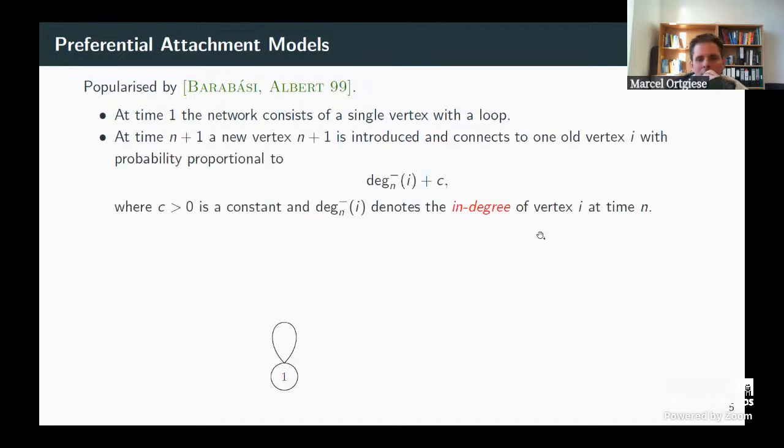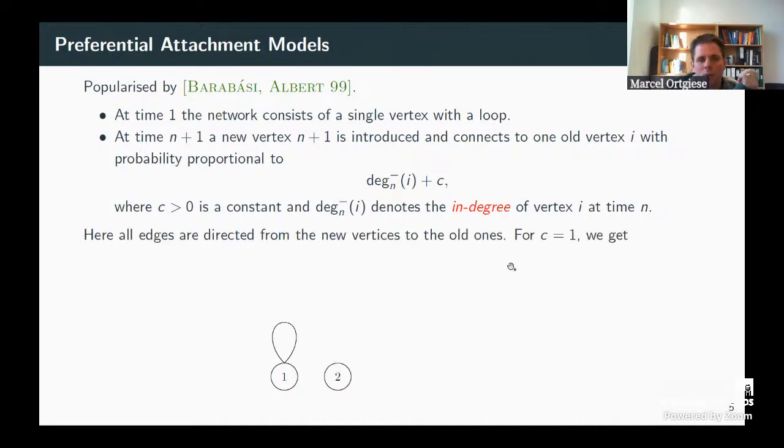And then my rule is that at time n+1, I introduce a new vertex n+1, and I connect it to one of the old vertices i with probability proportional to the in-degree of that vertex plus some constant c. Okay, maybe I'll do a picture so that it becomes a bit clearer.